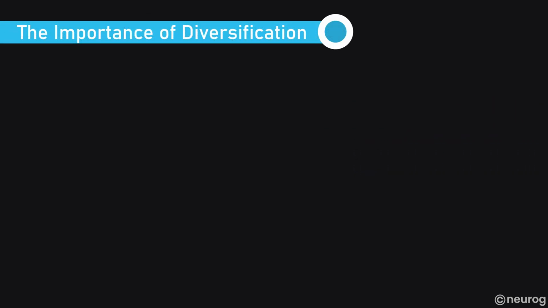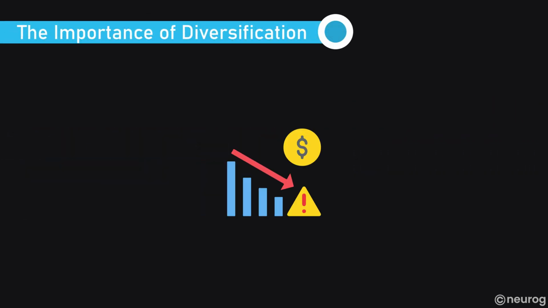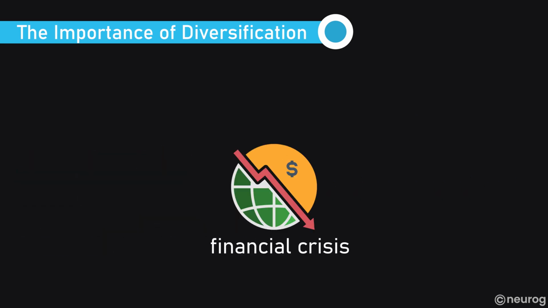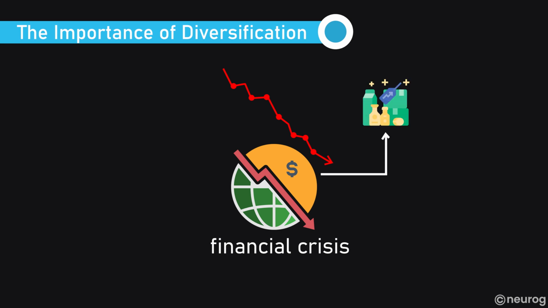Why diversify? The main reason is to minimize the risk of loss. If one investment underperforms, others might perform well, which can help offset losses. For example, during the 2008 financial crisis, while stocks were plummeting, certain sectors like utilities and consumer staples and assets like gold were more stable.